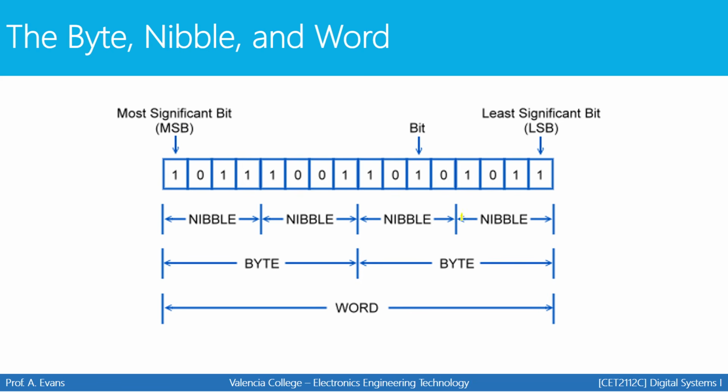A group of 4 bits is called a nibble. A group of 8 bits is called a byte. That's 8 bits. And then a group of 16 bits is called a word. So a couple of different terms we'll use when referring to bits or groups of bits.